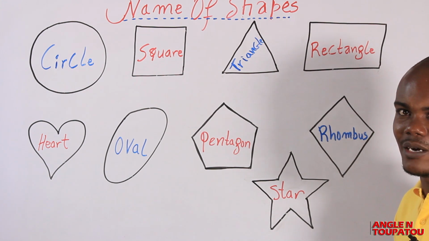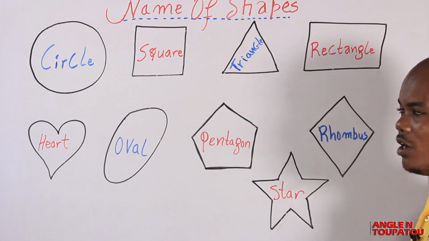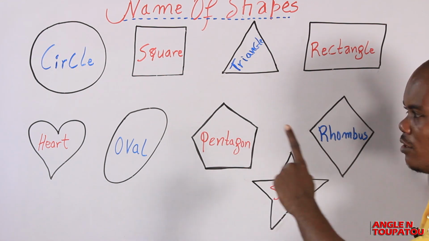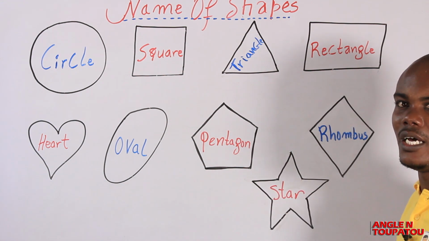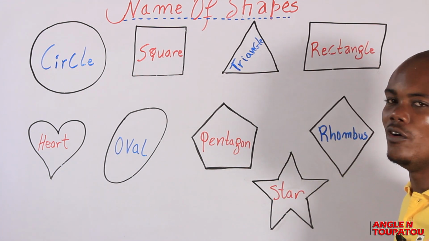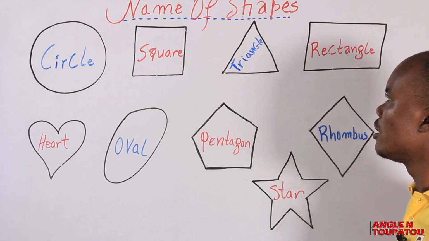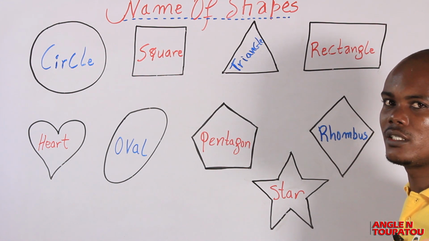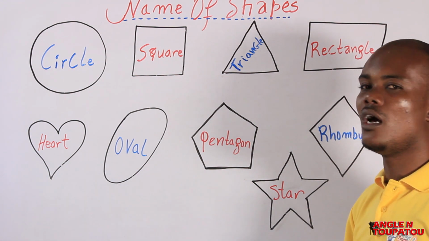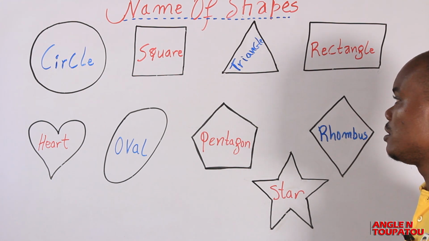Okay. Can you show me the heart? From this side or that side? Yes, good. It's a heart. Can you show me oval? Oval. It's the sixth. Oval. What about the pentagon? Pentagon is the seventh.